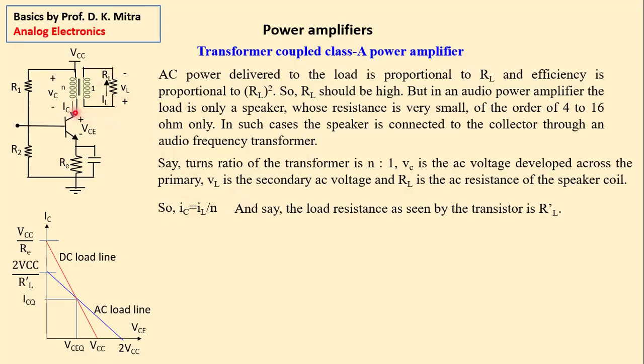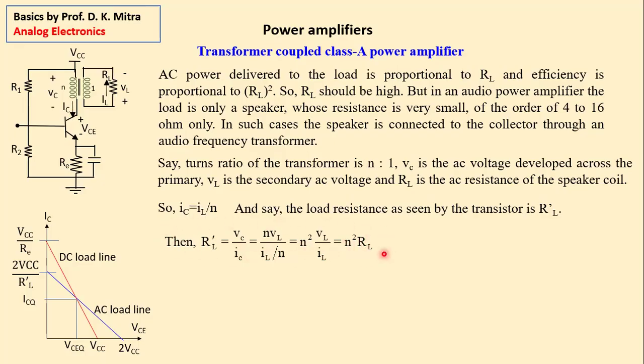Our RL was always connected to the transistor collector. So we want to find out what resistance the collector finds in place of RL. What is the equivalent resistance of RL if it is placed in the collector circuit? Let's say that resistance is RL dash. Now, by transformer relation once again, RL dash is equal to VC by IC, the primary voltage by the primary current. And the primary voltage is N times the secondary voltage, and the primary current is 1 upon N of the secondary current. So this makes it equal to N square RL.